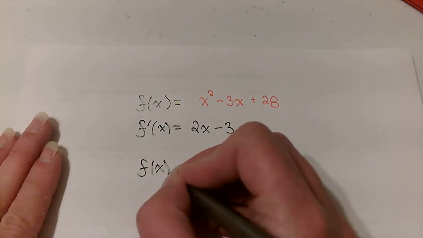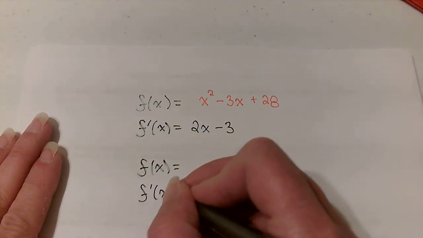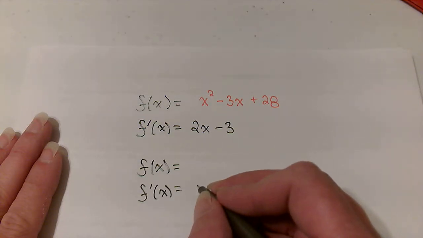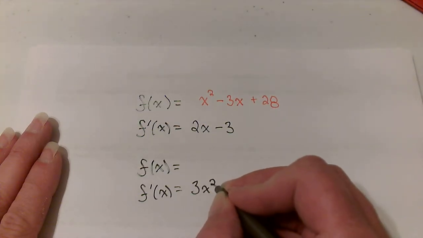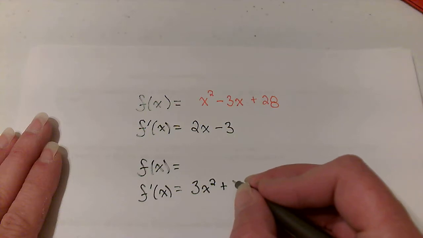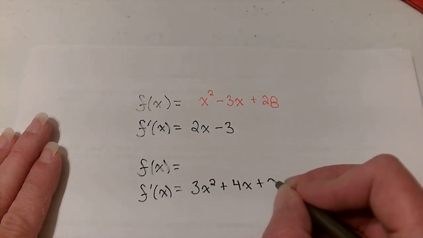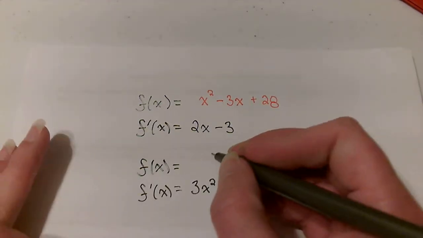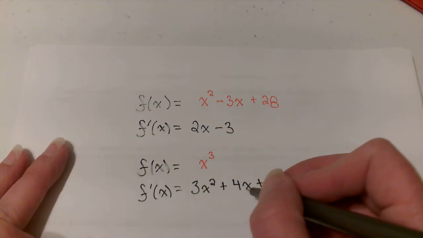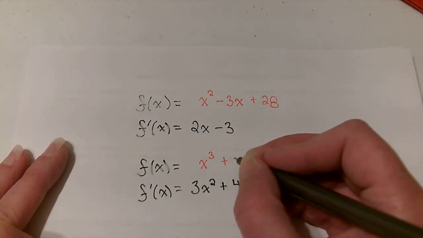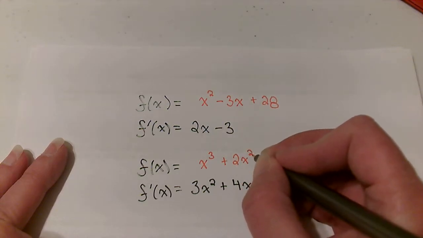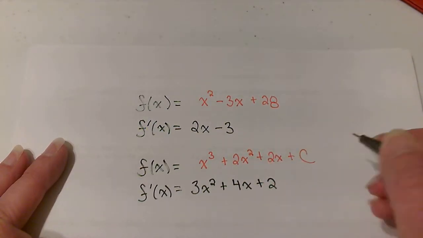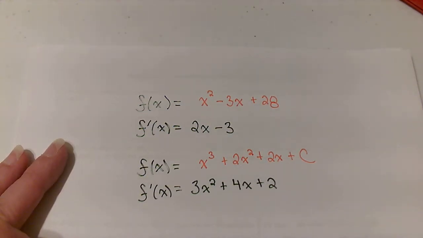So we're looking for the original function. If my derivative was, let's say, 3x squared plus 4x plus 2, well, what would the original have been? Well, to get 3x squared, that would come from x cubed. To get 4x, that would have been 2x squared. This would have been 2x plus something. So C stands for constant, so plus constant.